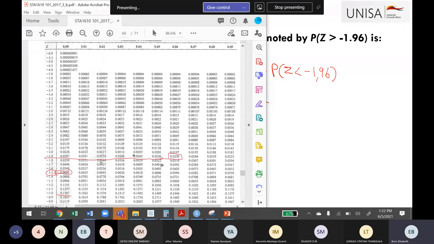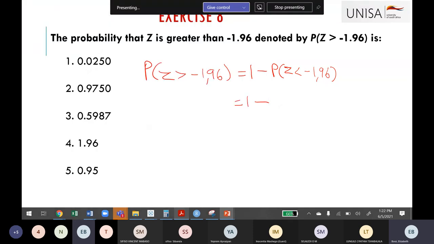Which is equal to 0.0250. And get the answer. What is the answer? 0.975, which is option number two.